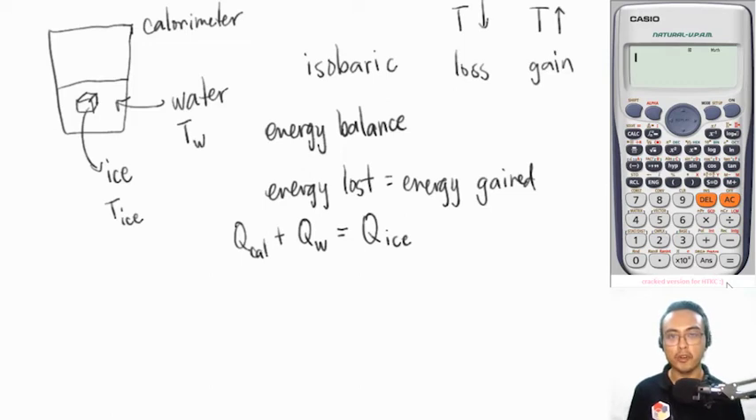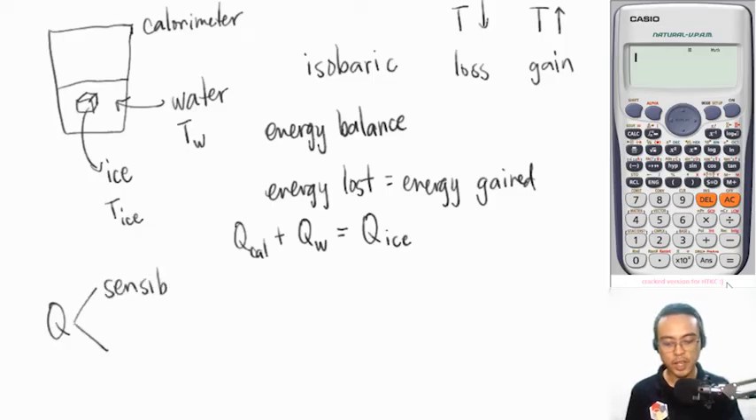Now, before we go any further, we need to discuss the two types of heat that can be transferred. If we denote heat as Q, we can classify that into two: the first being sensible heat and the second being latent heat. The difference between these two types of heat boils down to, is there a change in temperature or is there a change in phase? When we say a change in phase, we are pertaining to the changes from solid to liquid, liquid to gas, gas to liquid, or liquid to solid.